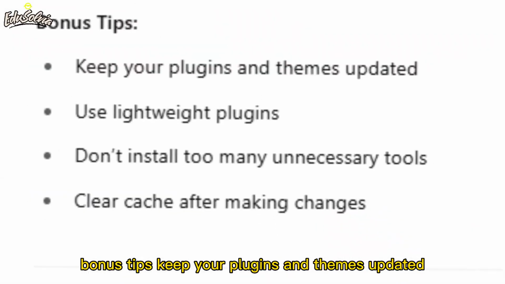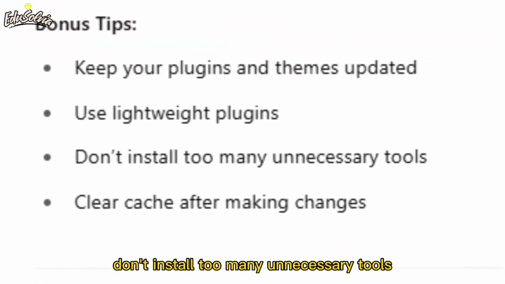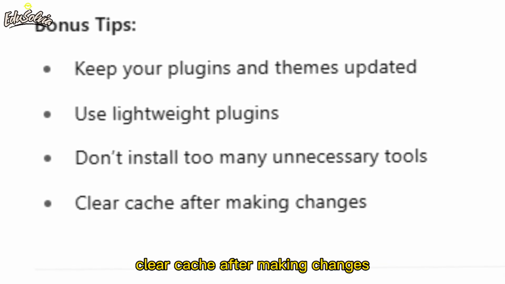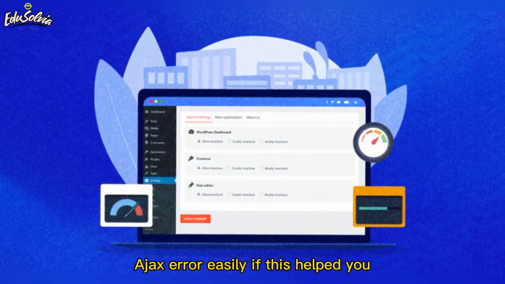Bonus tips: keep your plugins and themes updated. Use lightweight plugins. Don't install too many unnecessary tools. Clear cache after making changes. That's it. Now you know how to fix the WordPress Admin Ajax error easily.